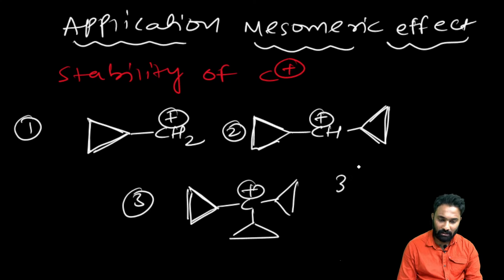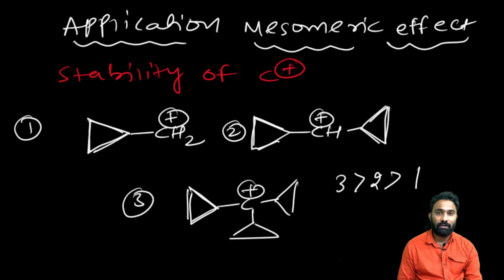If they ask the order, it is CPM, cyclopropyl methyl cation, CPM, not PCM. Cyclopropyl methyl carbocation. Now 3 greater than 2 greater than 1. Okay, done.